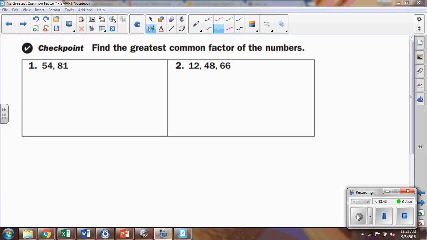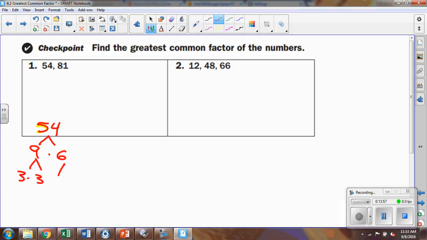Okay, choosing the factor tree method, and I don't want to use yellow, so we're going to start off by creating our factor tree for 54. What are 2 numbers that multiply to 54? 9 and 6. Split that up as 3 times 3 and 3 times 2. So 54 has the prime factorization 2 times 3 times 3 times 3.